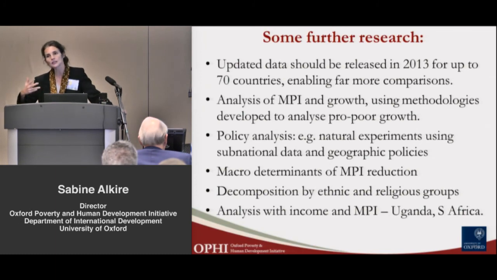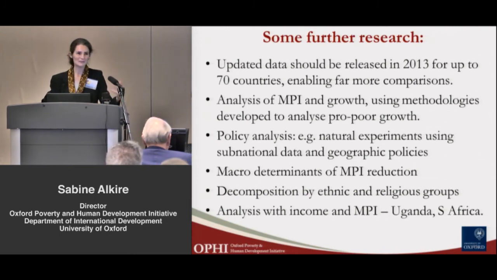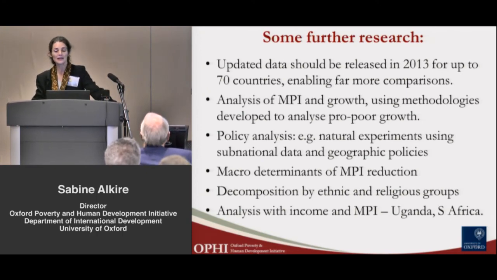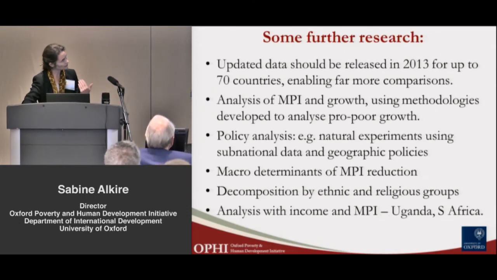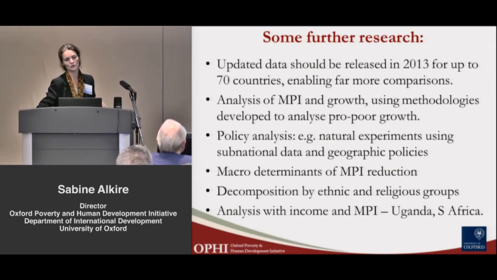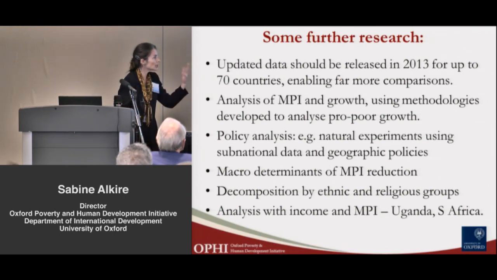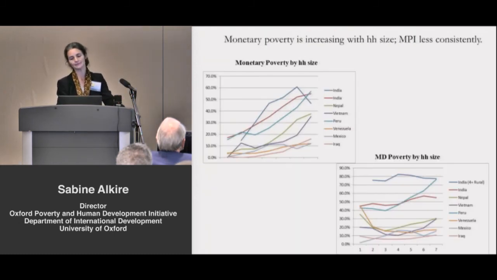So what are the kinds of real research, in a sense, that this documentation of measurement could usefully interface with? How could it be taken forward? One is there will be a ginormous amount of data. We'll have to update it this year. Last year it was like 20 countries we updated. This year it'll be up to 70, depending when they're actually made public. And then clearly there need to be analyses with growth, as this conference has documented, and policy analyses when you can find natural experiments using the subnational data. Looking at macro determinants of MPI reduction, decompositions by ethnic and religious groups, more analyses of income and MPI.